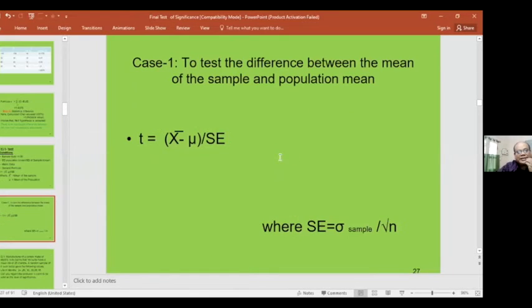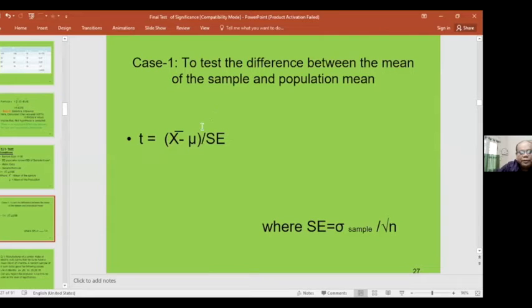Now, to test the difference between the mean of the sample and the population mean. This is for one sample. For one sample data analysis, even in SPSS, you have to put the assumed mean of the population. In the one sample t-test, the mean of the sample is there, but the mean of the population you have to fit from outside. That will be the mean of the population.